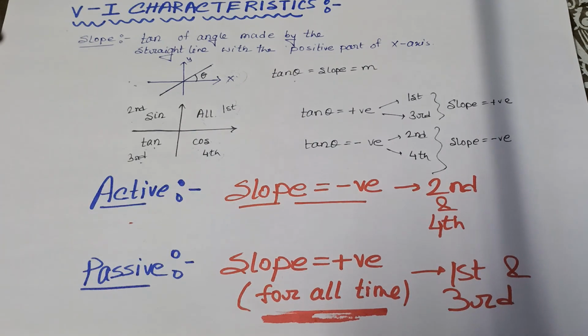So why have I mentioned that for all time? What is the meaning of this for all time? Because there are some VI characteristics where you can see that the slope is negative for some time, or it may lie in first and fourth quadrant or second and third quadrant. In those cases the slope will be negative for some time, and if the slope is negative at any single moment, then it will be called active element, not passive.